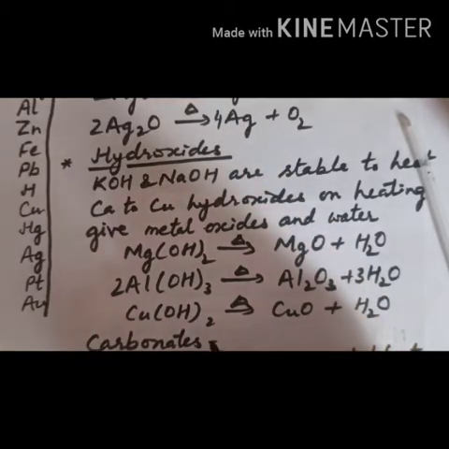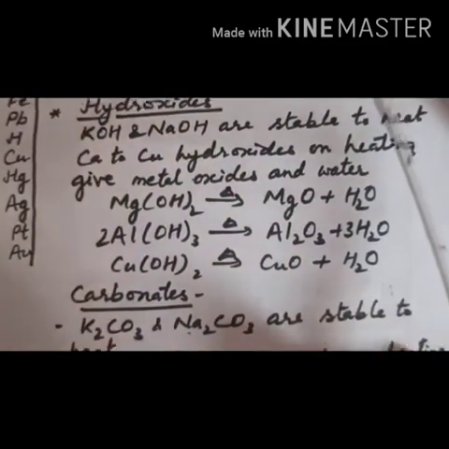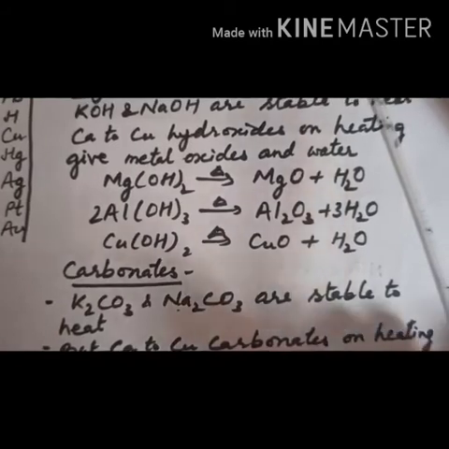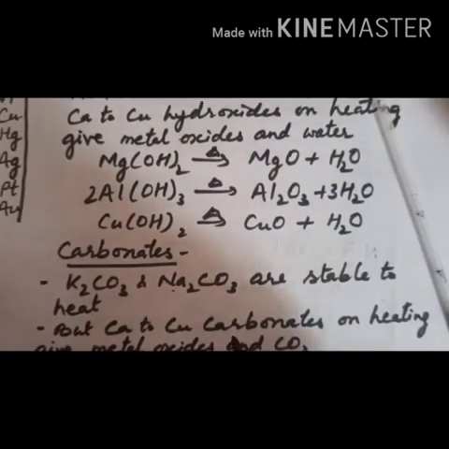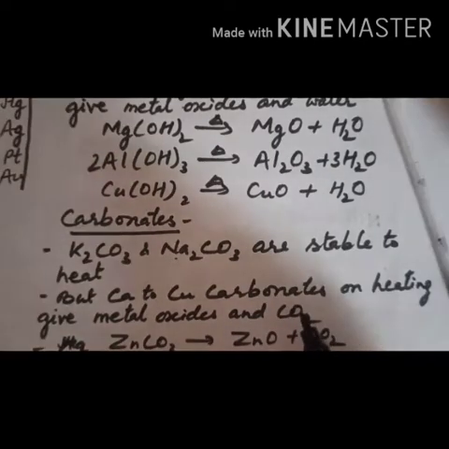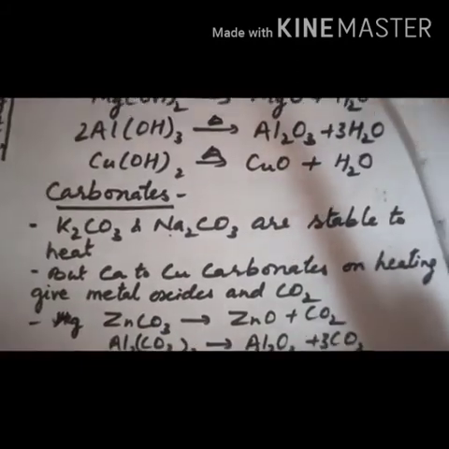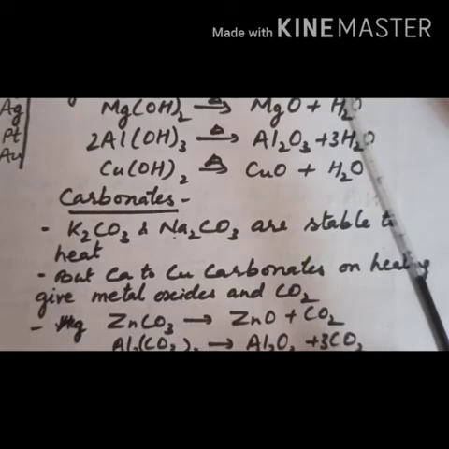Now next is your carbonates. Metallic carbonates, especially sodium and potassium carbonates, are stable to heat. Always remember, sodium and potassium both give the same type of reactions. So potassium and sodium carbonates are stable to heat, means they never decompose on heating. But calcium to copper carbonates, on heating give metal oxides and carbon dioxide. For example, calcium carbonate on heating gives you calcium oxide and carbon dioxide.